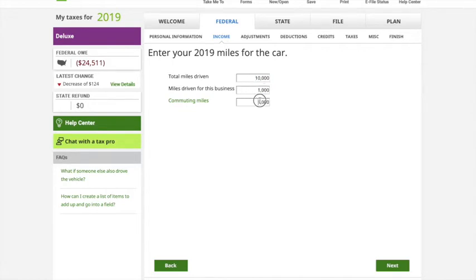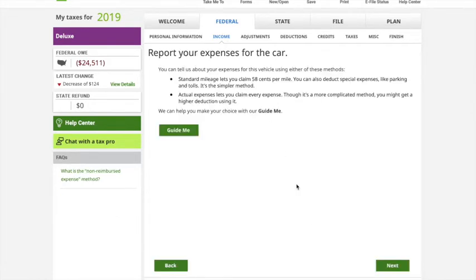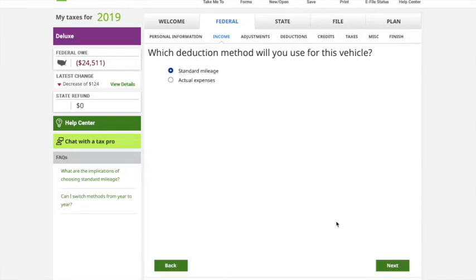miles driven for business, and commuting miles. Now, we're going to claim the standard mileage deduction, and that's really the easiest and best way to do this because we're assuming for our purposes here that you're using your personal vehicle for your rental activity. And in most cases, that's what people do. So we're going to go with the standard mileage.